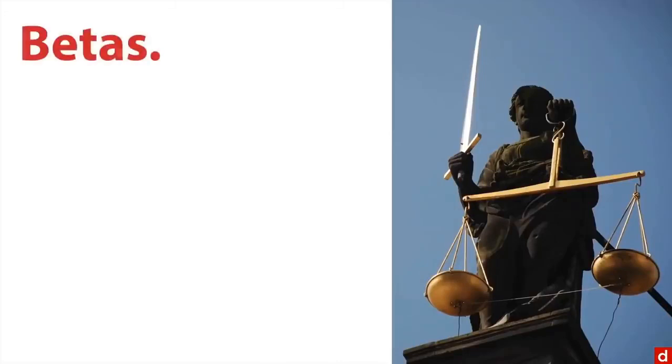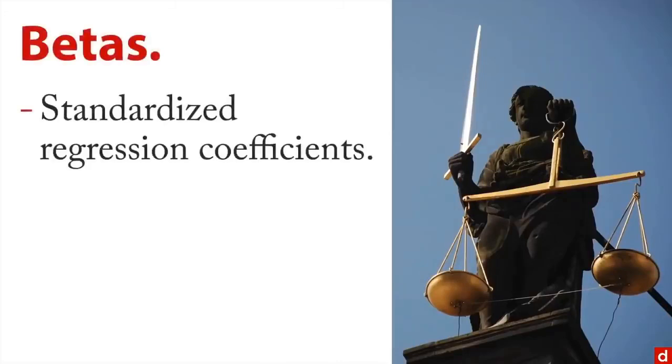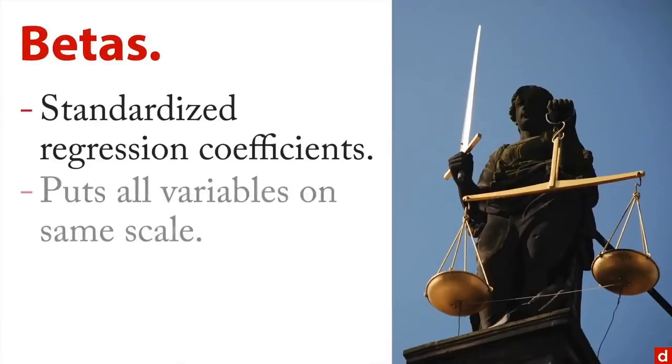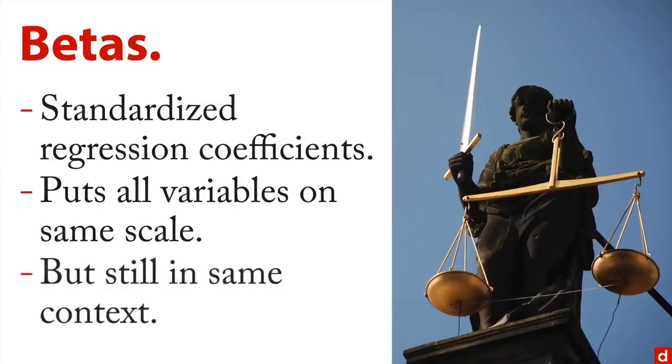A slightly better approach is to use betas, or standardized regression coefficients. And this is where you put all the variables on the same scale. So usually standardized with a mean of 0 and then to either -1 to +1, or with a standard deviation of 1. The trick is, though, they're still in the context of each other, and you can't really separate them because those coefficients are only valid when you take that group of predictors as a whole.